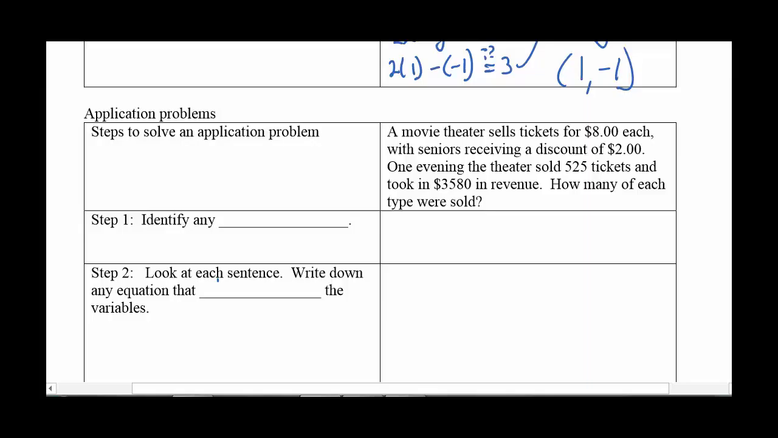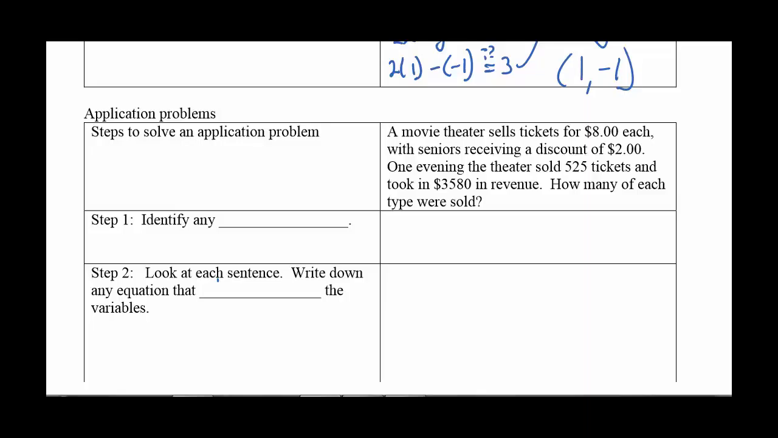Okay, in solving an application problem, let's first take a second and read it. So we've got a movie theater that sells tickets for $8 each, with seniors receiving a discount of $2 each. I'm going to pause for a second. So how much are seniors now paying? That'd be 6. So they get a discount of 2, so 8 minus 2 is 6.